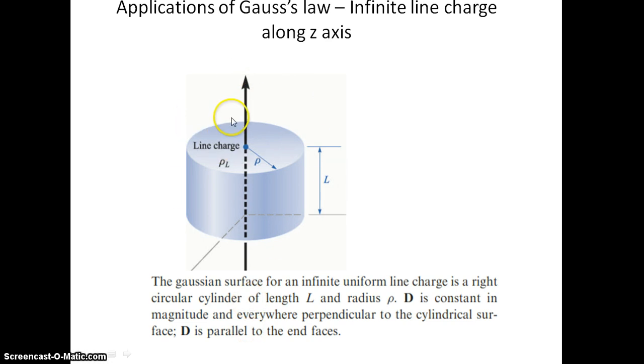So the Gaussian surface is considered to be a cylinder, a right circular cylinder. The length of the right circular cylinder is L, and the radius of the cylinder is rho. So this is the Gaussian surface we consider to derive the field due to the line charge. D is constant in magnitude and everywhere perpendicular to the cylindrical surface. The radius is rho and the length of the cylinder is L. The line charge is rho L.